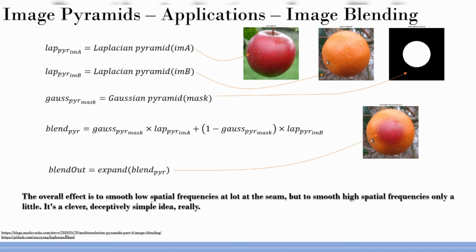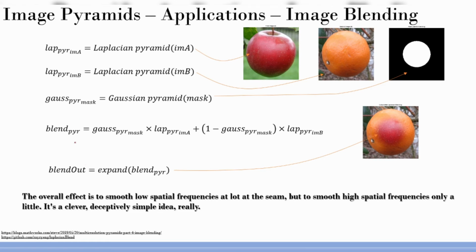So low spatial frequencies, that means you are at a lower level, lower scale, they are smoothed a lot. But high spatial frequencies, which are more at the top of the pyramid, they are really not that smooth. And if you do that, you will end up getting a much better blending or much better compositing, right? And it's very, very easy to do that.